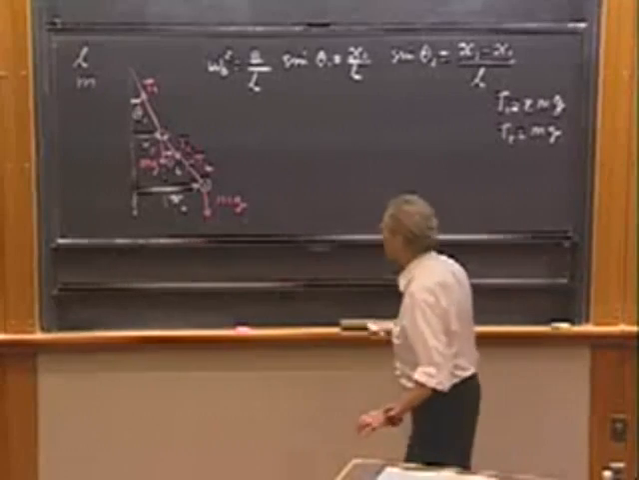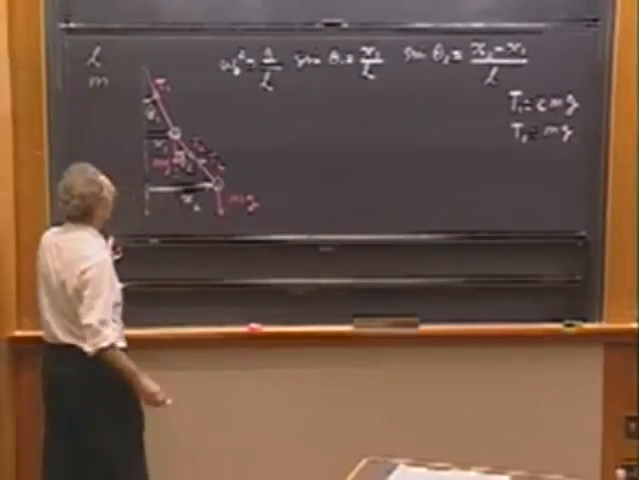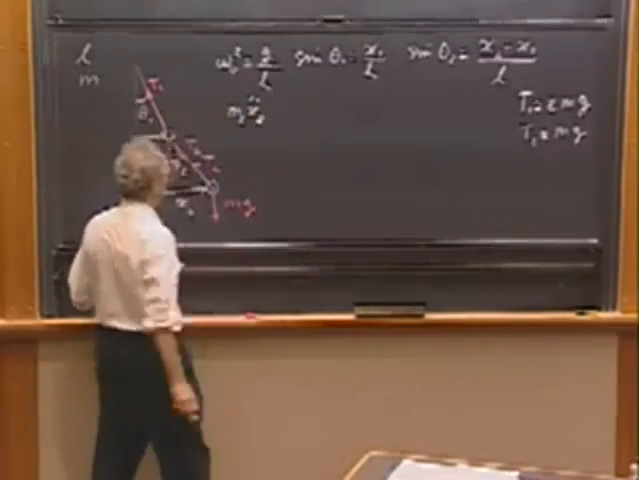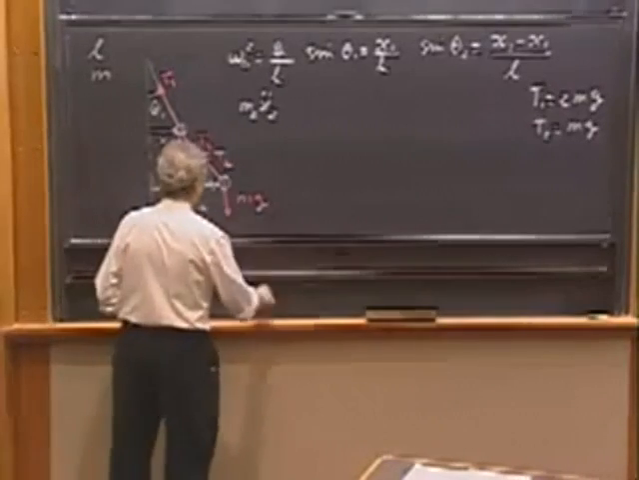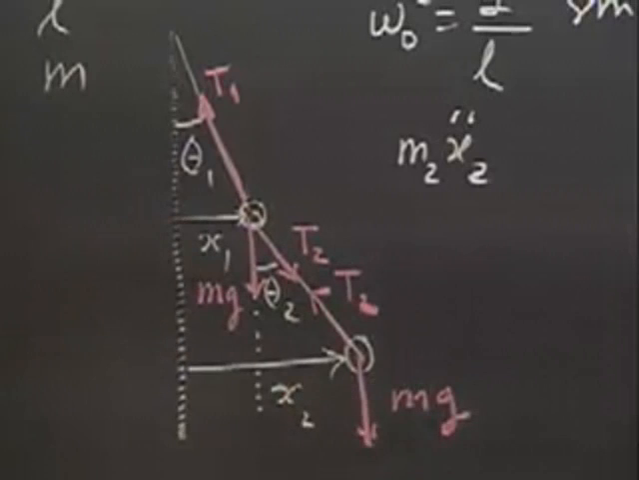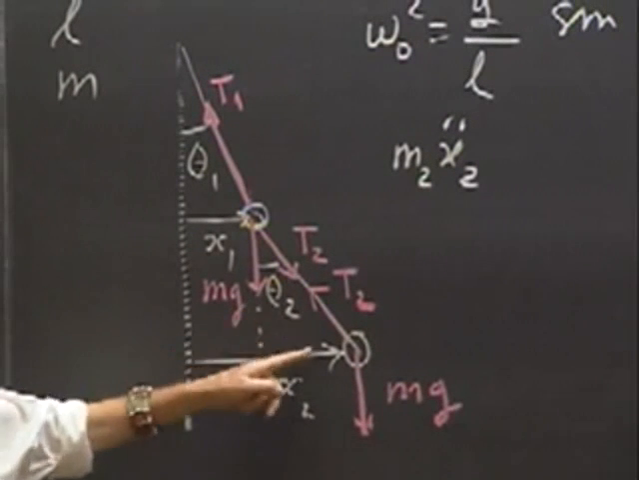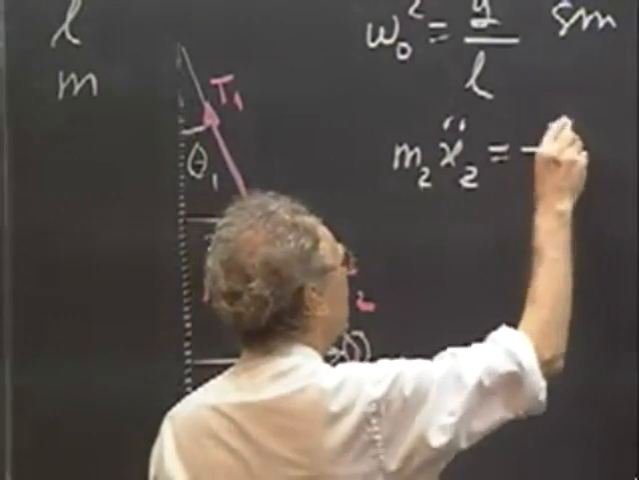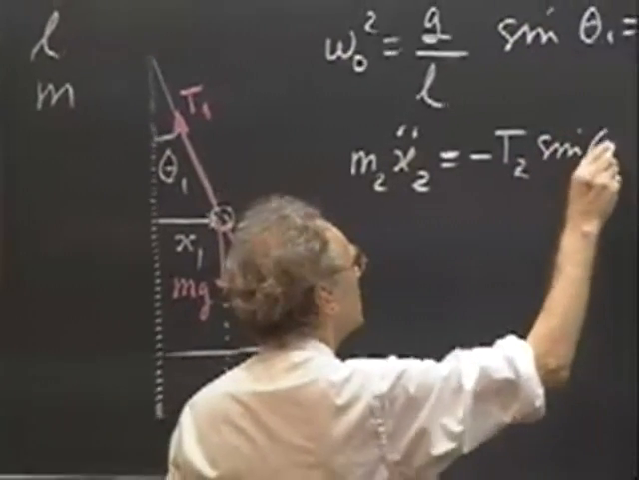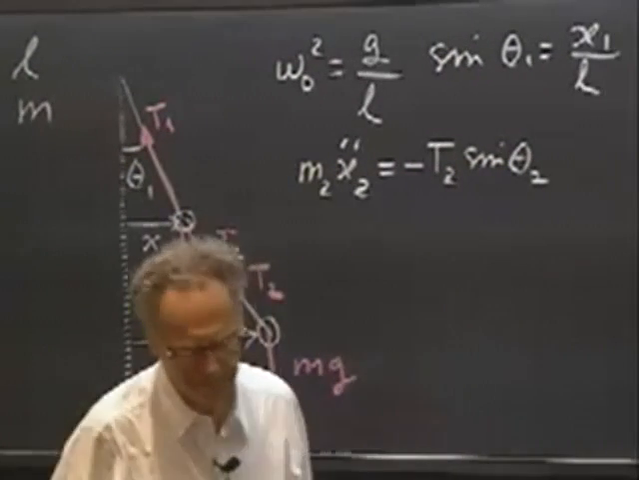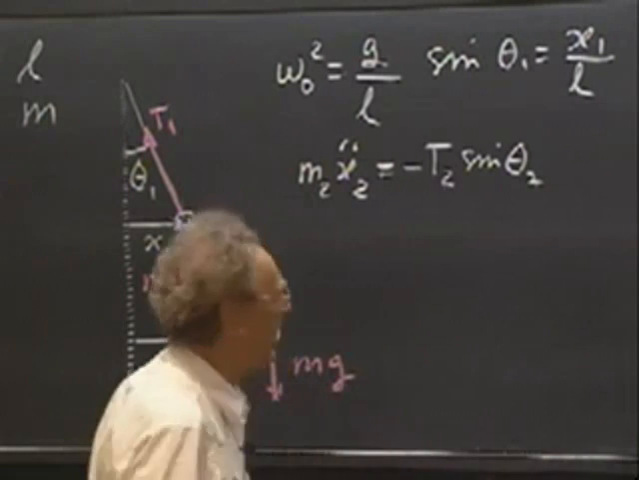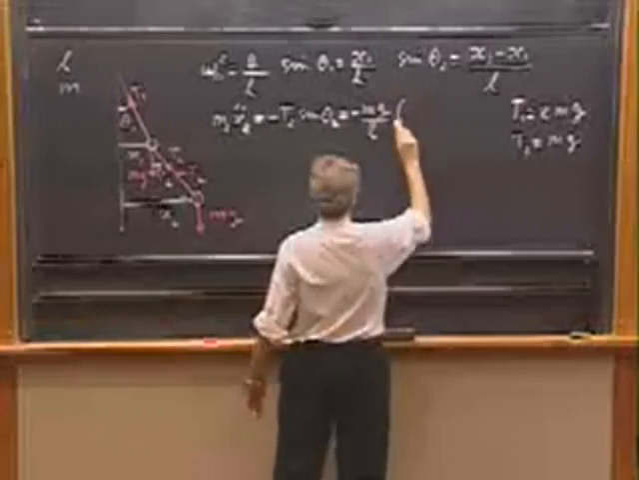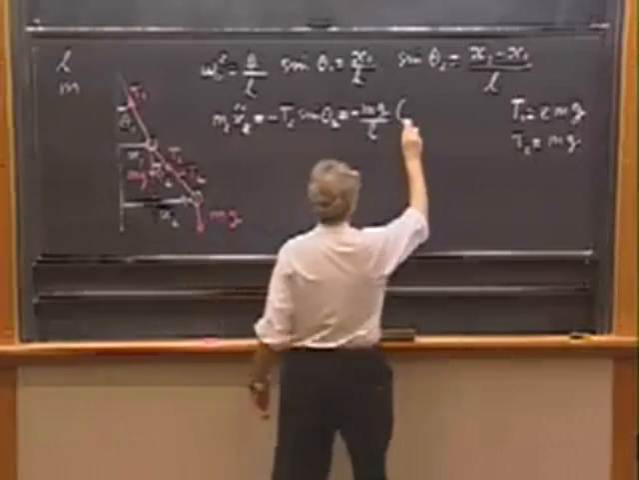So let me first start with the bottom one that has only two forces on it, so that may be the easiest. m2 x2 double dot. The only force that is driving it back to equilibrium in the small angular approximation is the horizontal component of the T2. So that equals minus T2 times the sine of theta 2. And for that I can write minus mg divided by L times x2 minus x1.